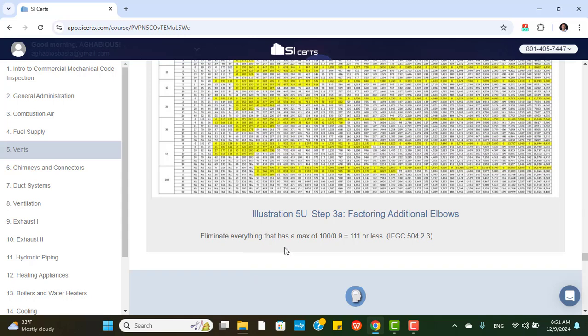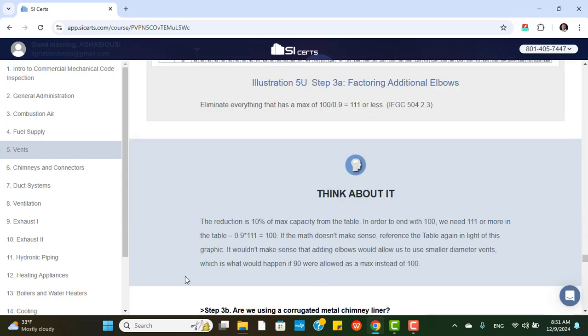Eliminate everything that has a maximum of 100 divided by 0.9, which equals 111 or less, in International Fuel Gas Code 504.2.3. Think about it. The reduction is 10% of maximum capacity from the table. In order to end with 100, we need 111 or more in the table. 0.9 multiplied by 111 equals 100.